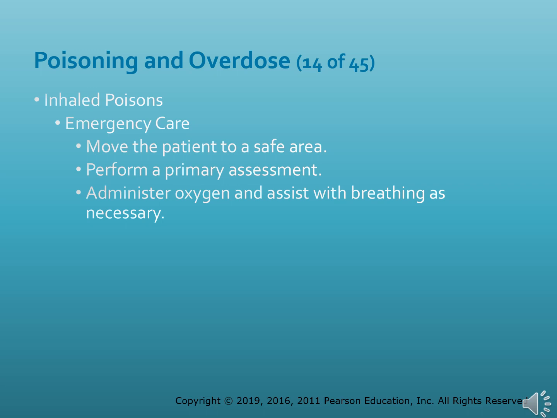As far as emergency care, move the patient to a safe area, perform your primary assessment, and administer oxygen and assist with breathing as necessary. This is where a non-rebreather at high flow oxygen, 12 to 15 liters per minute, is key, especially if you have the ability to check their CO levels and they're high. It is key to get them high flow oxygen and keep the oxygen going. You may end up using a bottle, 2 bottles, whatever it may be, but these people need oxygen, okay?